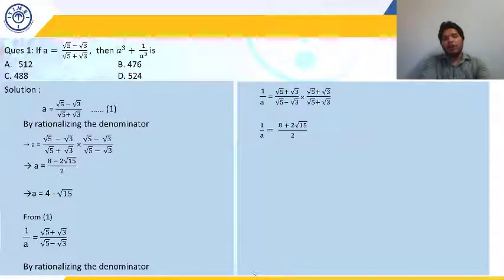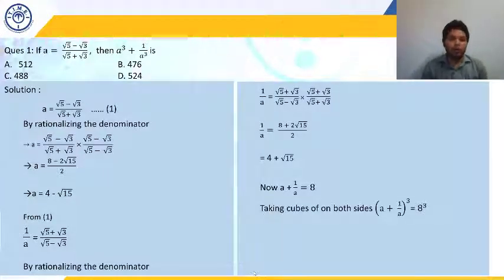So now we have got the value of a as well as the value of 1 by a. So now what is a plus 1 by a? It will be 4 minus root 15 plus 4 plus root 15. Root 15 and root 15 will get cancelled out. What will I be getting? 4 plus 4, 8. So we have got the value of a plus 1 by a.